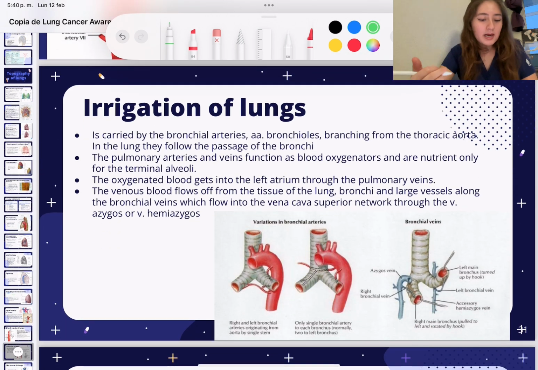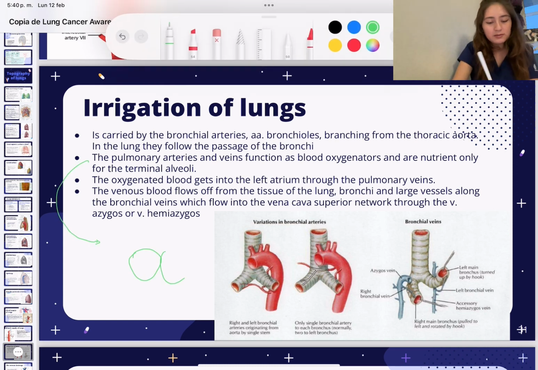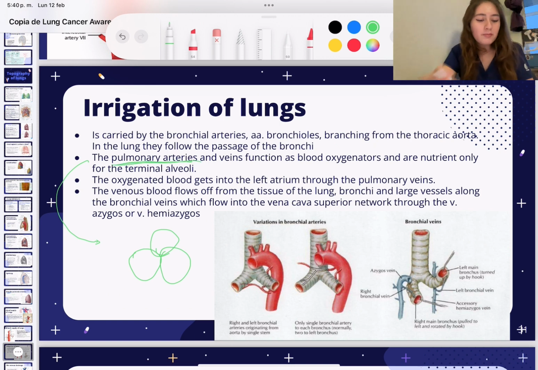On the left-hand side, the bronchial arteries are direct branches of the thoracic aorta. Irrigation of the lungs is carried by the bronchial arteries, branching from the thoracic aorta. In the lungs, they follow the passage of the bronchi. The pulmonary arteries and veins function as blood oxygenators and are nutrient only for the terminal alveoli. So, this is a remarkable feature that just the alveoli are supplied by the pulmonary arteries. The other parts of the lung are supplied by the bronchial arteries branching from the thoracic aorta.